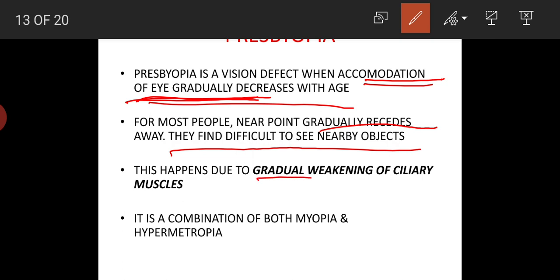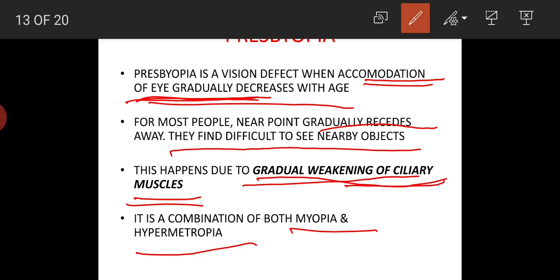This happens due to gradual weakening of the ciliary muscles. Ciliary muscles are the ones which adjust the focal length. So as age increases, the ciliary muscles gradually weaken and are unable to change the focal length of the eye lens, and as a result you will suffer from presbyopia. It means you cannot see both near objects and far objects. It is a combination of both myopia and hypermetropia. Generally this occurs in more aged persons, like above 50, 55, 60.